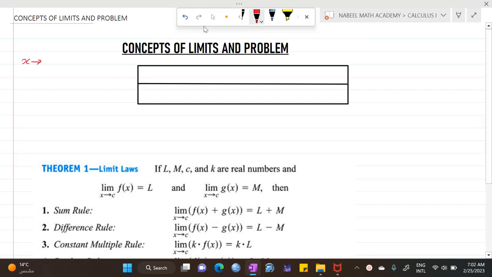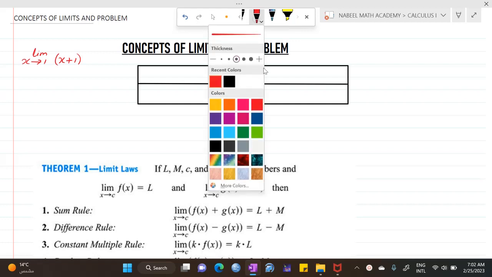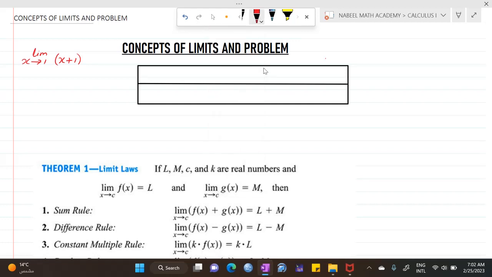Limit x approaches 1 of x plus 1. So this is a function, and I want to determine the limit as x approaches 1. Let us take this point here. You have the limit, x approaches 1. I want to calculate the neighborhood points.